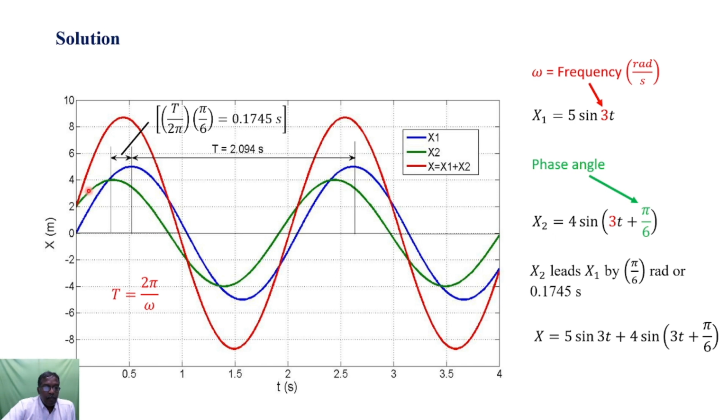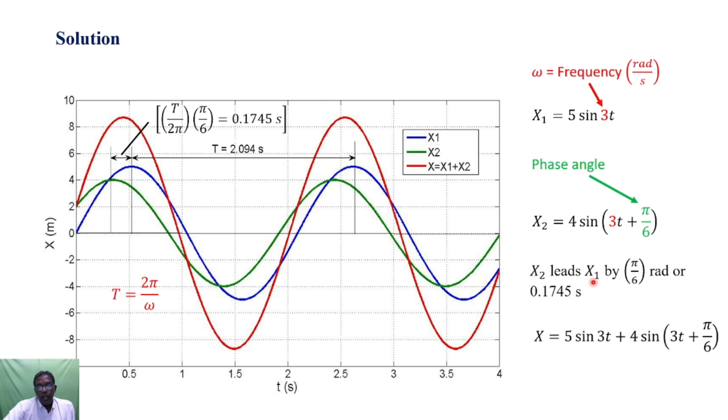First, the maximum displacement of the green function takes place first, at the earlier time period. After that, the maximum of the blue one, that is x1 function, takes place. We call it time lag. How can we calculate the time lag? That can be calculated using this phase angle. For 2 pi radian of the displacement, the time taken is capital T, period of the vibration. So for this much phase angle, how much is the time taken? That is 0.1745 seconds. That means x2 leads x1 by 0.1745 seconds.